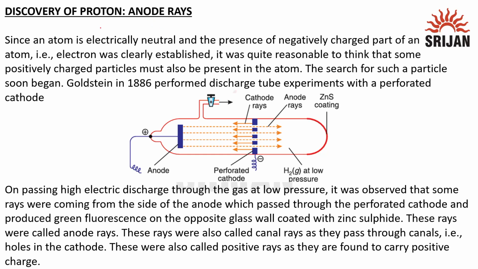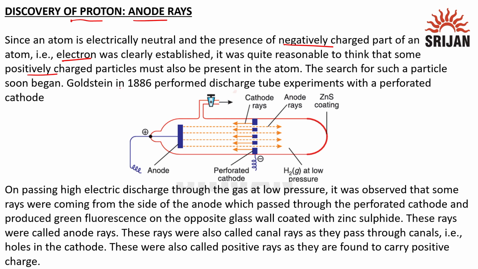In today's video, we will learn about the discovery of the proton, that is, through the anode ray experiment. So, we have seen the presence of a negatively charged particle in an atom, that is known as the electron, and we know that an atom is a neutral particle, right?